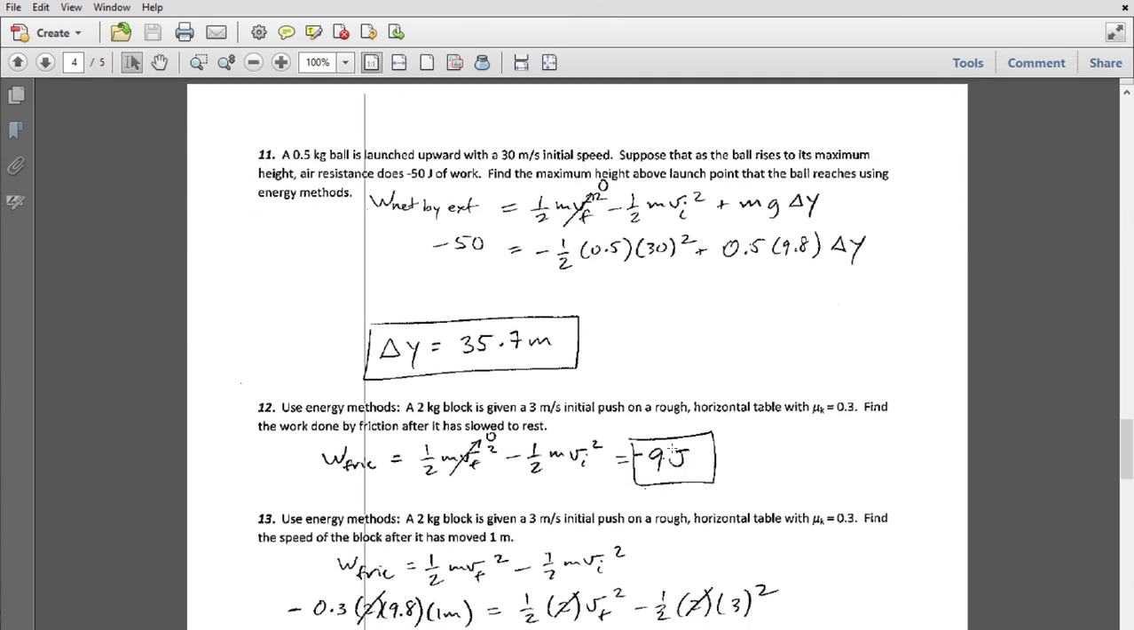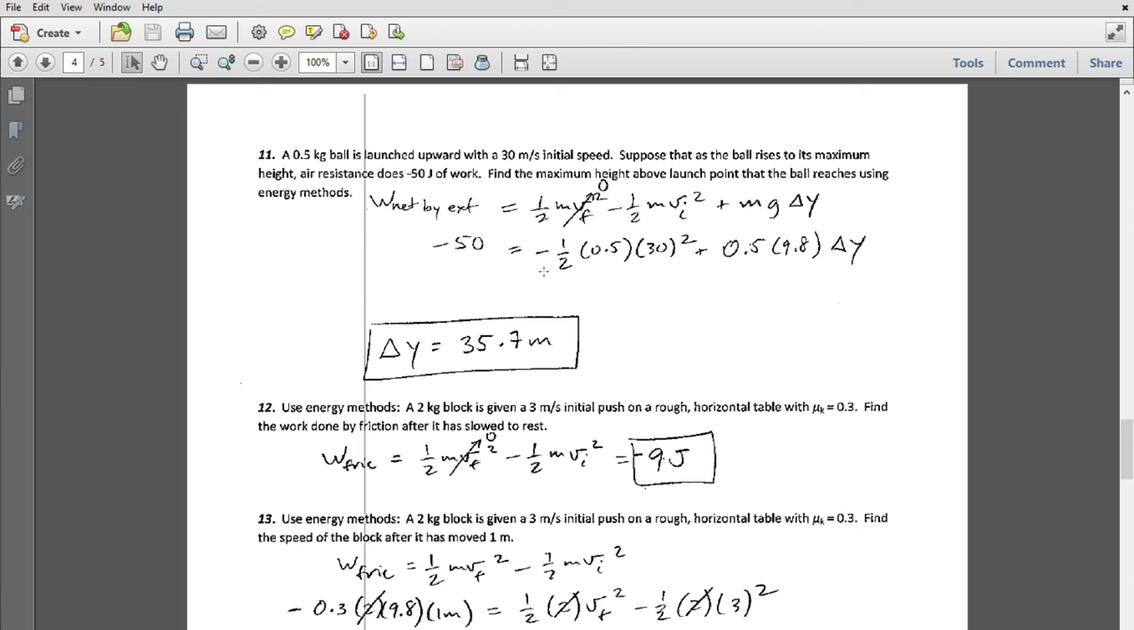11. A half-kilogram ball is launched upward with a 30 meter per second initial speed. Suppose it rises to its maximum height and air resistance does minus 50 joules of work. So here we're not ignoring air resistance, but we know how much work it does. Find the maximum height above the launch point the ball reaches using energy methods. So in this case, I'm going to take my system to be the ball plus the Earth. Gravity is an internal force, but I'm going to leave the air resistance external, as we always do. And so the net work done by external forces is minus 50 joules.